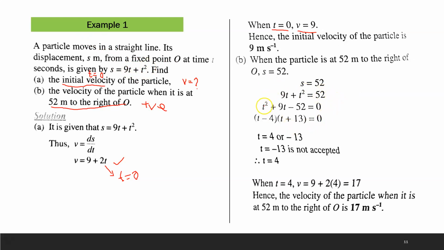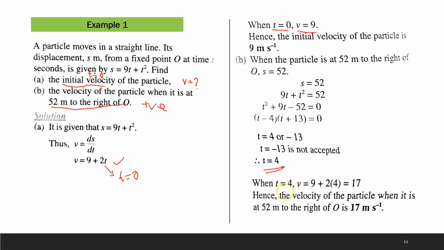So again, you need to find what is your t, using the quadratic equation. So you have t minus 4 and t plus 13, one is equal to 4, another one is negative 13. Remember, the time or t is always positive. So this one we won't consider the negative answer. So we only take this one. The time equal to 4. Dia kata find the velocity, but this is only the time. You haven't found the velocity yet.